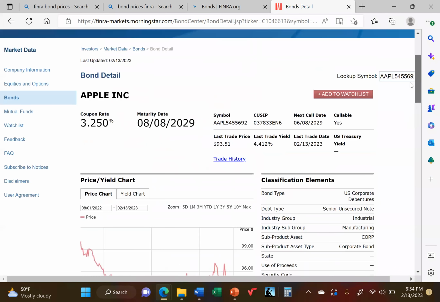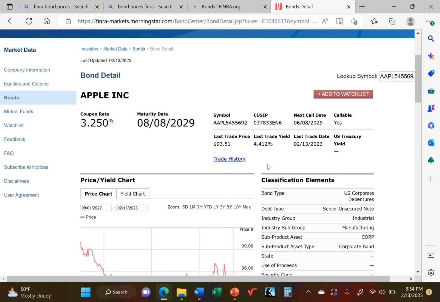So the actual market price of this bond is only 93.51 out of 100. Because rates have gone up in the economy so much, the bond has become less attractive than it was even just last summer. So the price continues to fall. And if you notice, the yield is not 3.25%, it's 4.412%.